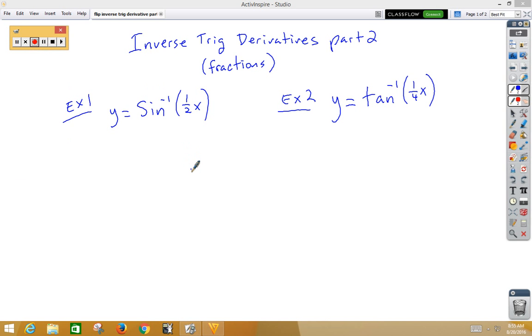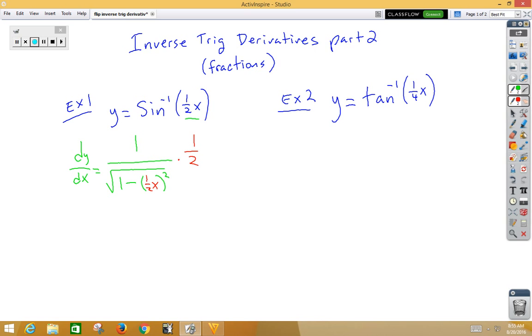In this video, inverse trig derivatives part 2, our inside function is going to be a fraction, which will give us some additional algebra that we can do. So in our first example, notice chain rule applies. We have dy dx is equal to derivative of inverse sine 1 over root 1 minus, don't change the inside, so we have a 1/2 x, multiply by 1/2.